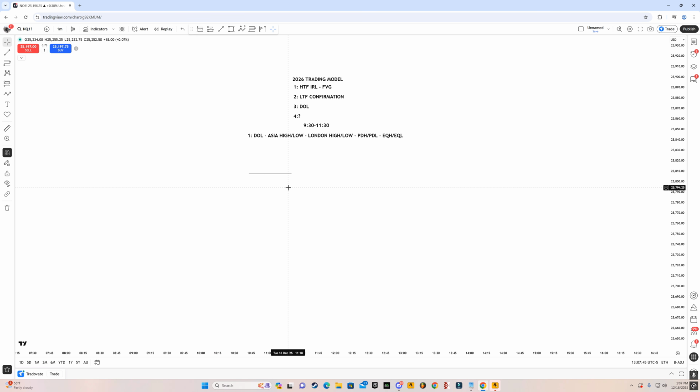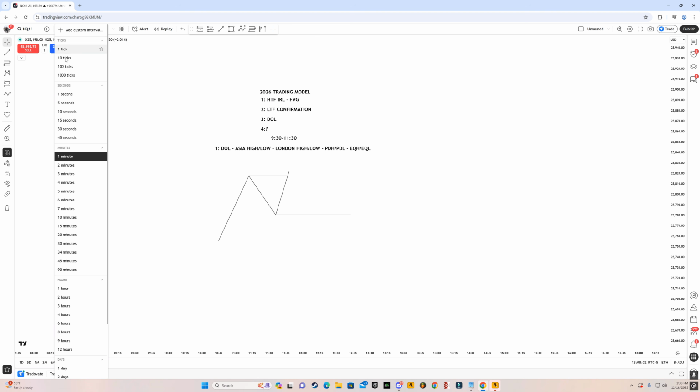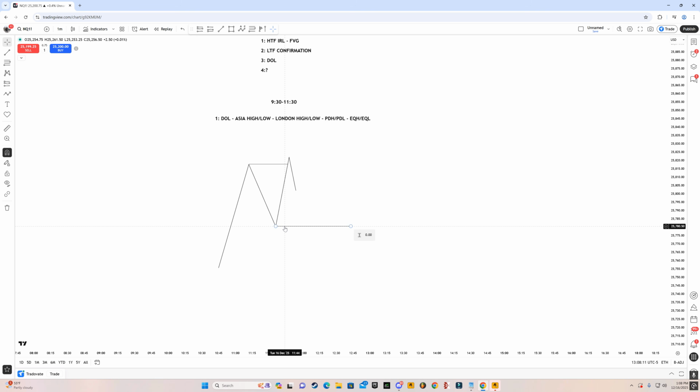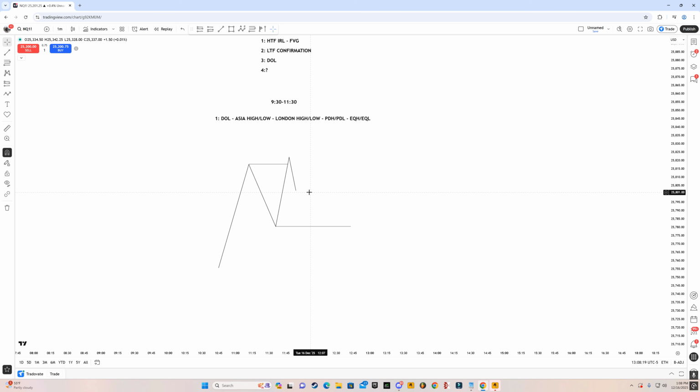So with that in mind, here's the strategy. Let's say that we have taken out London high before 9:30 a.m. New York time. So let's mark that out, and we have London low down there. Now after 9:30 a.m., right, you want to see a 5-minute fair value gap form towards your draw on liquidity. So after 9:30, you're waiting for price to create a 5-minute fair value gap towards your draw on liquidity, right? So a 5-minute or a 15-minute fair value gap. So first you want to look at the 5-minute.